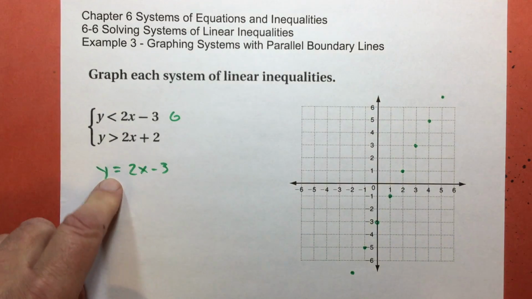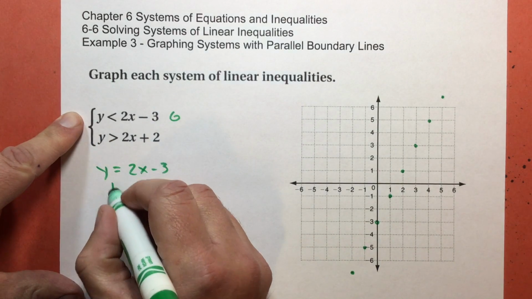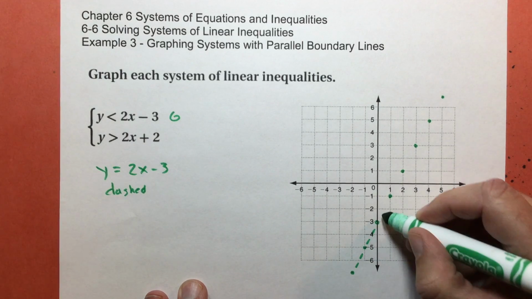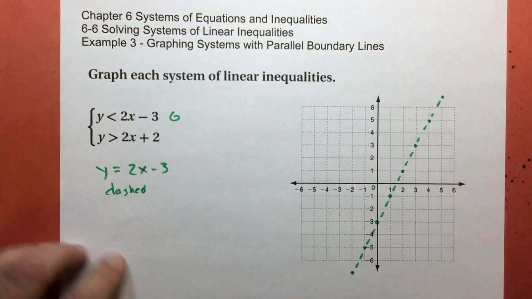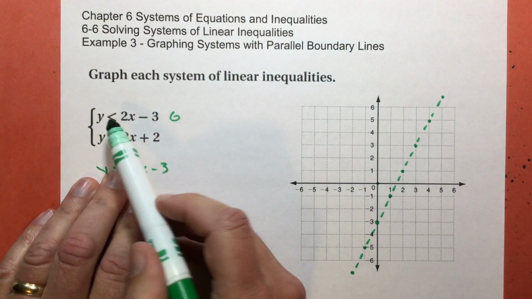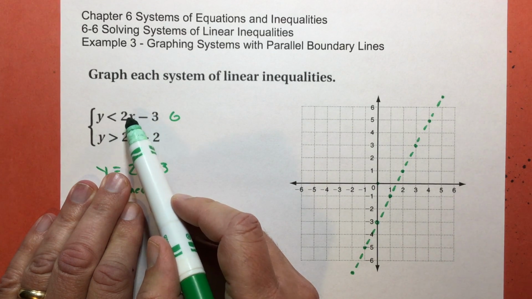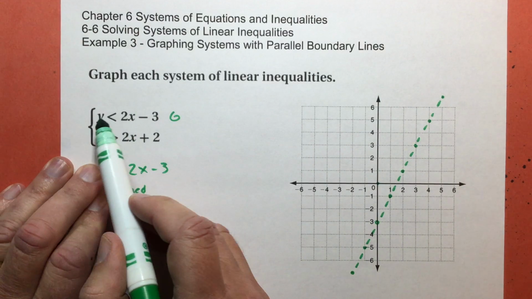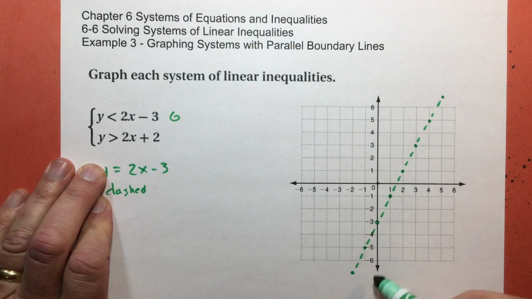Now, is it solid or dashed? Both of these are going to be dashed. So I'm going to draw some dashes here. And do I shade above or below it? Well, let's check. Let's try 0, 0. Is 0 less than 2 times 0 subtract 3? 2 times 0 is 0. 0 subtract 3 is negative 3. Is 0 less than negative 3? No, it's not.